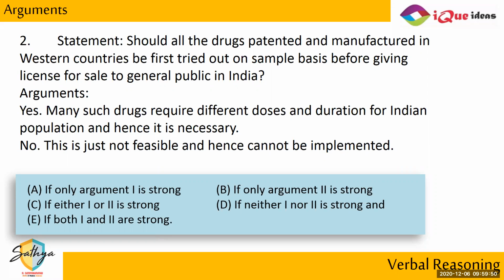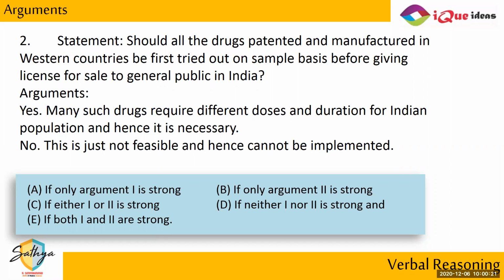The first argument says yes, because many such drugs require different dose and duration for the Indian population, and hence it is necessary. Now, if a medicine has different effects on different populations, right? The Indian population is different, right? We have different body types. Southeast Asian countries like China, they're called Mongoloids. In Africa, we have the Negroids. Then in Western countries, Europe, we have the Caucasians, right?